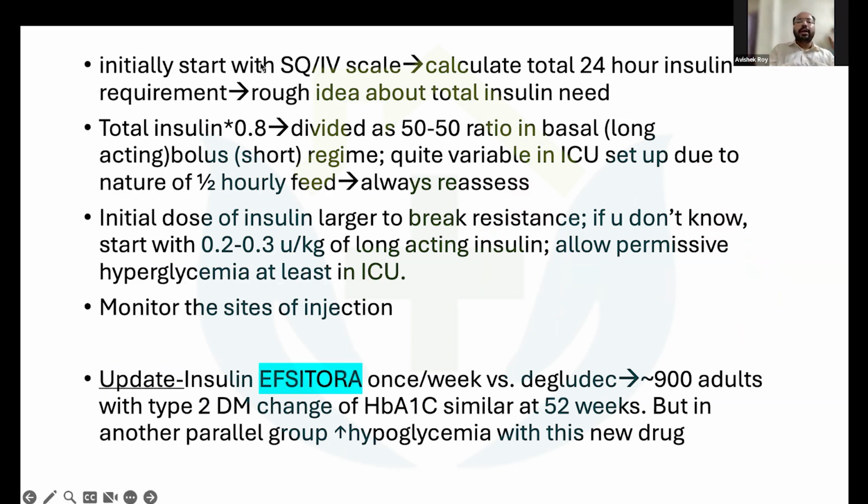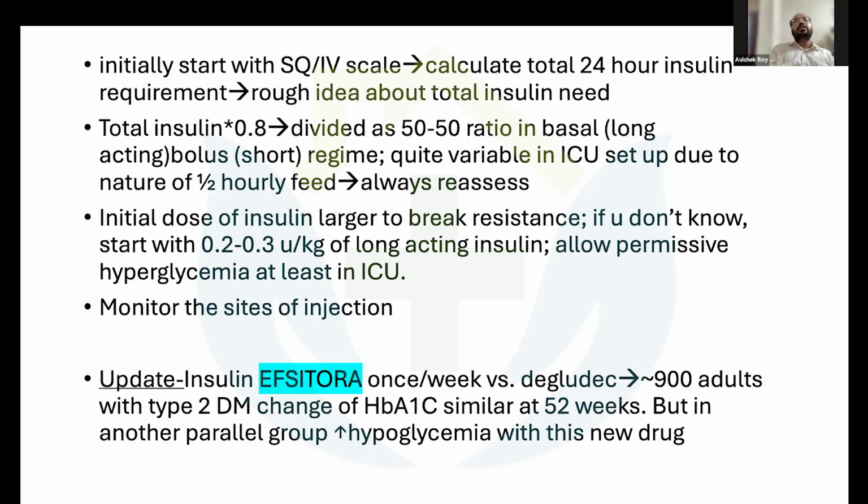So you have to first add up all the requirement in IV scale in the previous 24 hours. The 24-hour requirement, out of which 80% has to be substituted. So if your requirement in the previous day was 100 units, you give 80 units total in the form of subcutaneous insulin. Step number one. Step number two is divide this 80 units 50-50. 50% should be long acting, 50% should be short acting. 50% is basal, 50% bolus. So you give around 40 units long acting like degludec in the afternoon or in the night. If you're giving degludec, it doesn't matter. You can give it anytime in the day.